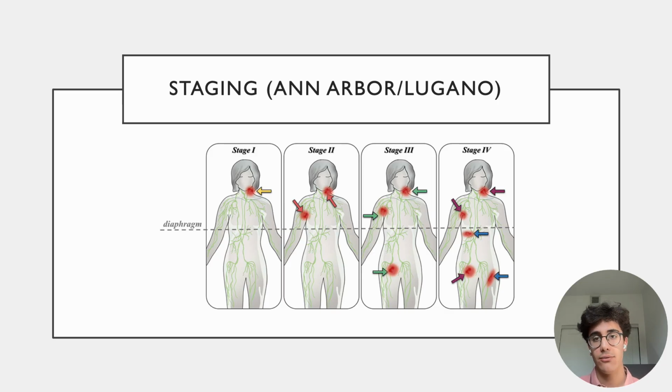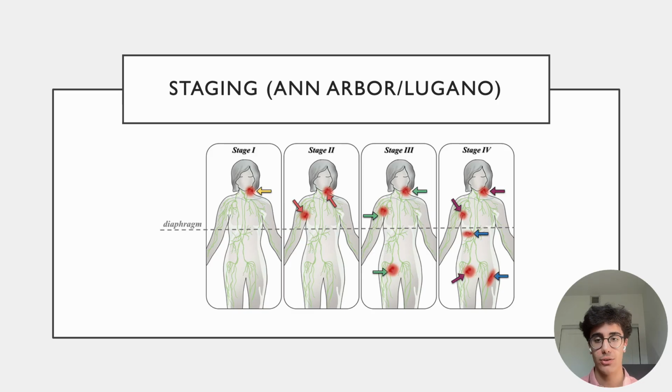Stage 3 is the involvement of lymph node regions on both sides of the diaphragm, so both above the diaphragm and below the diaphragm. Stage 4 is the involvement of one or more extra lymphatic organs, so organs outside the lymphatic system, beyond what's just adjacent to an involved node. Extra lymphatic organs include liver, bone marrow, lungs, blood, small intestine, etc.